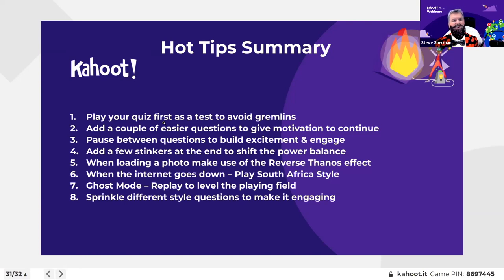I like to add one or two stinkers at the end. And this is about shifting the power balance. What normally happens is you get 5 or 6 kids who are always on top and are leading the whole way. And all the kids are going, oh, we know who's going to win. So what you do is you throw in 3 or 4 stinkers towards the end that are literally, there's no way anyone would know the answer. And it's really a guessing opportunity. And that can completely upset the power balance.